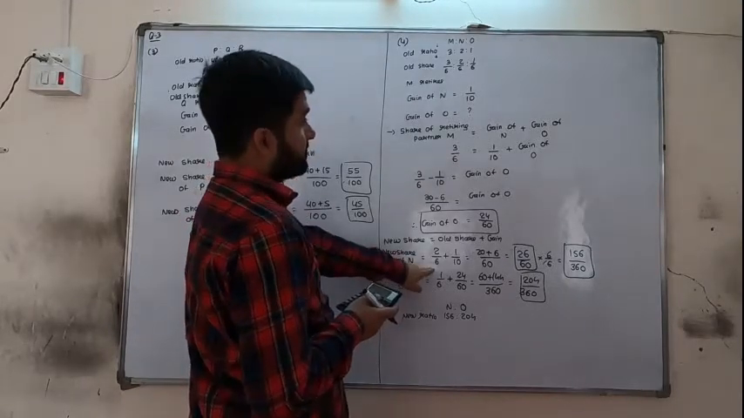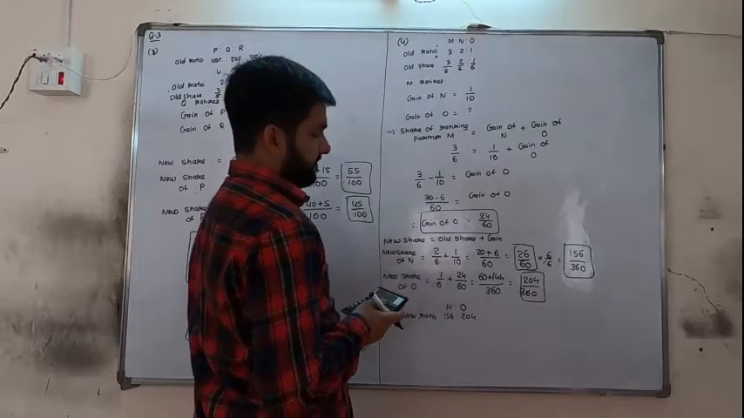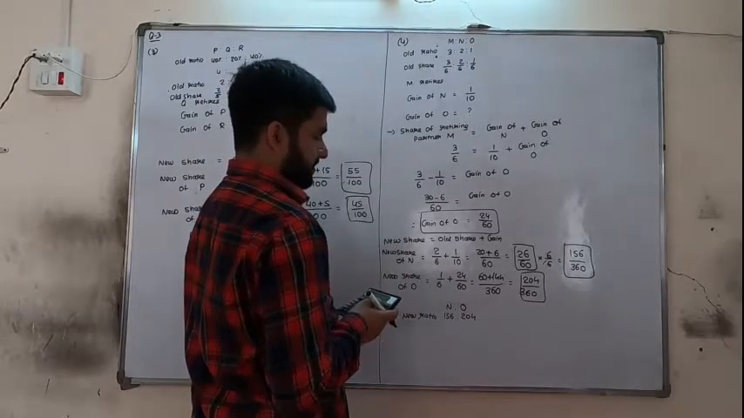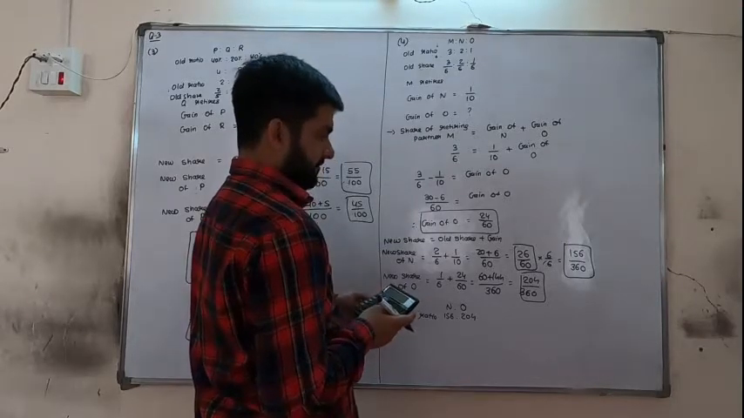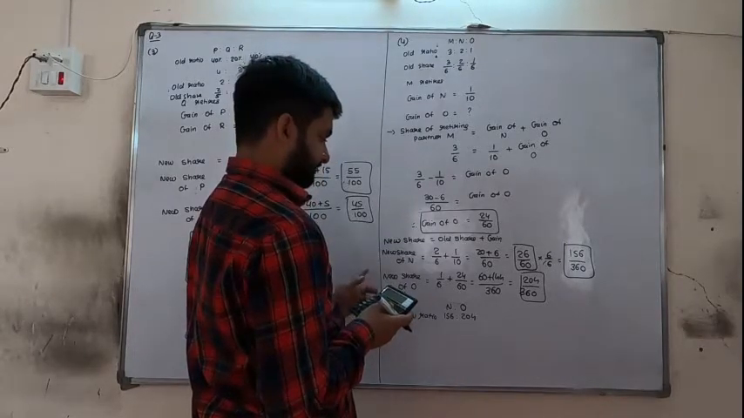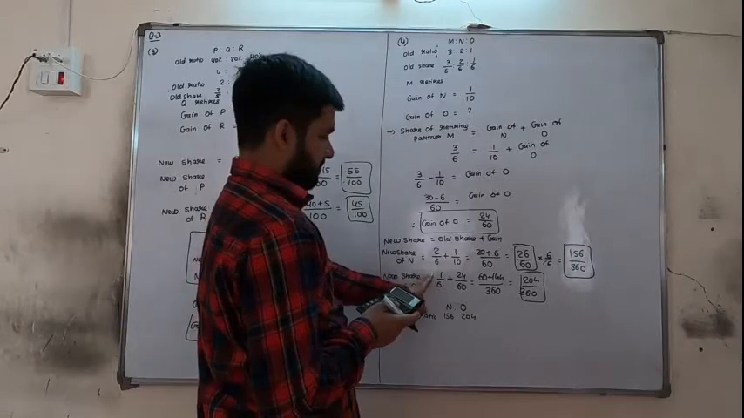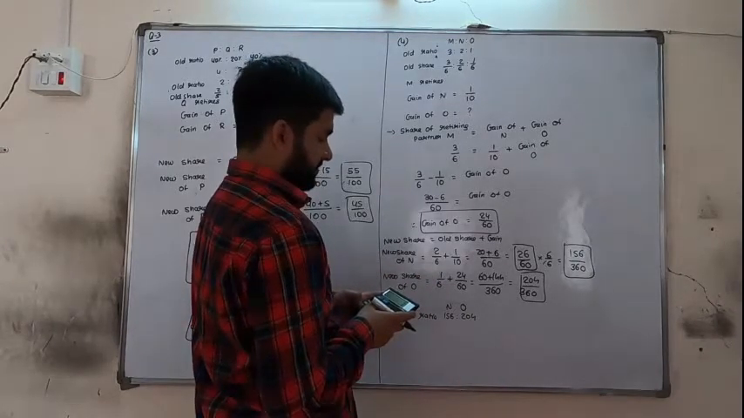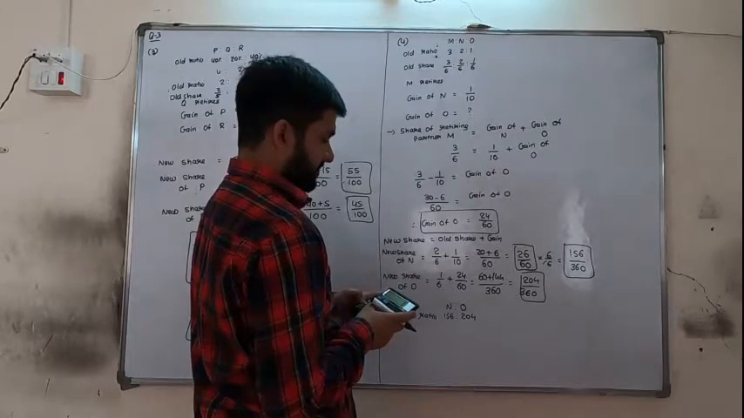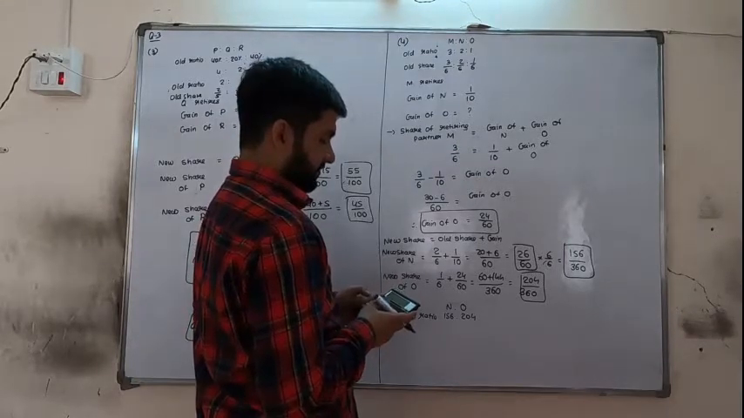Two by 6 plus 1 by 10, 26 by 6. So 26 into 6 is 156. Then 1 by 6 plus 24 by 60. So 60 times 6 is 360. 60 ones are 60. 60 plus 144 is 204.